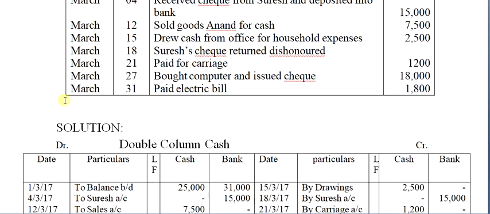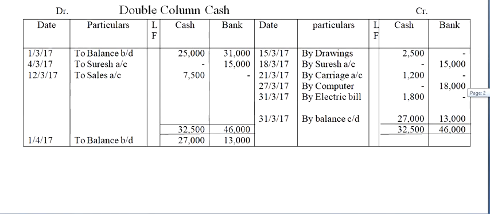On March 31st, what is given? Paid electric bill 1,800. When we pay the electric bill, what happens? It decreases the cash balance. So on March 31st, 2017, by electric bill 1,800 has been decreased.